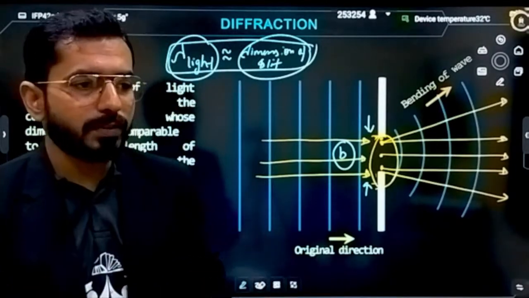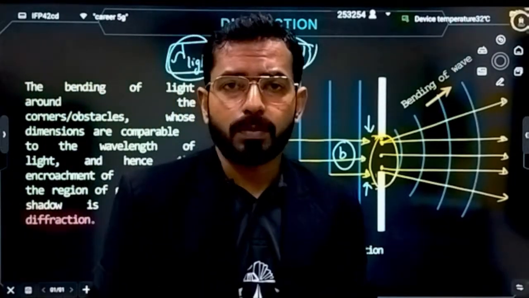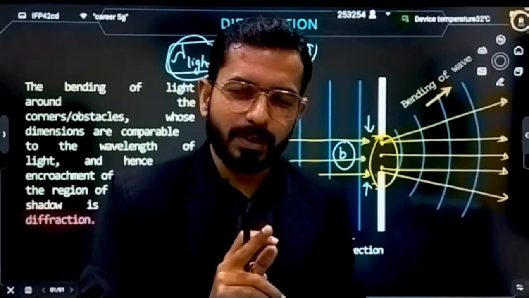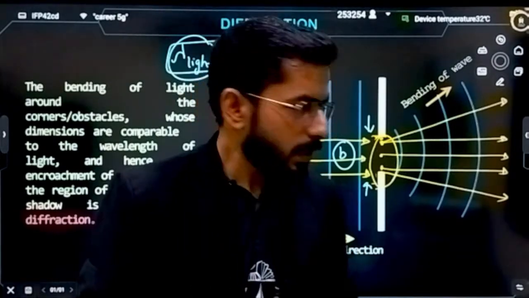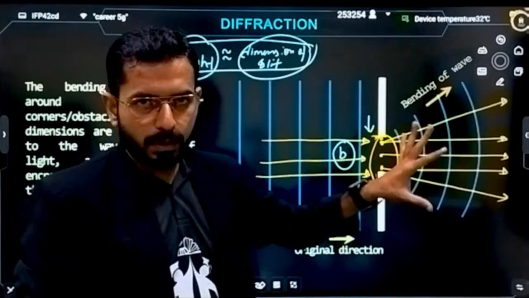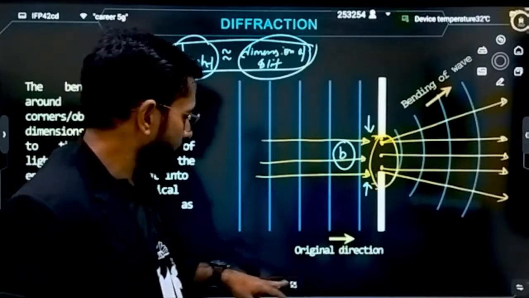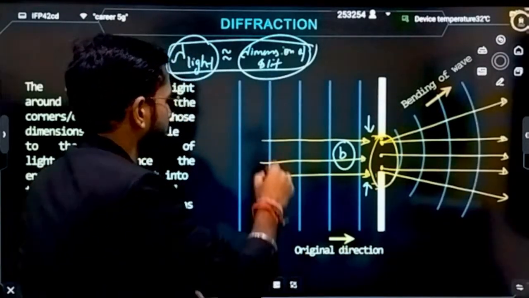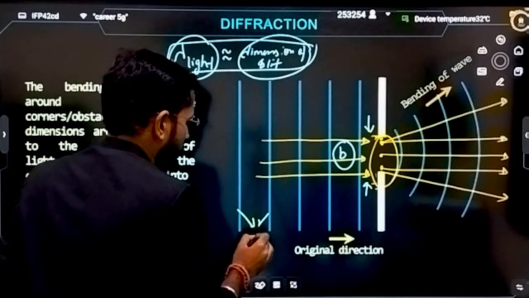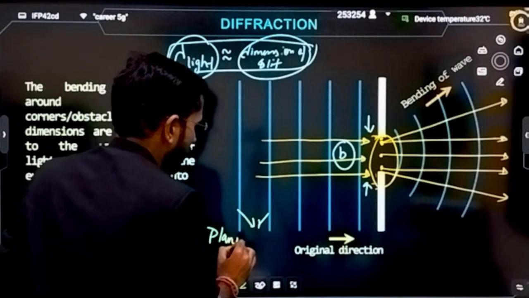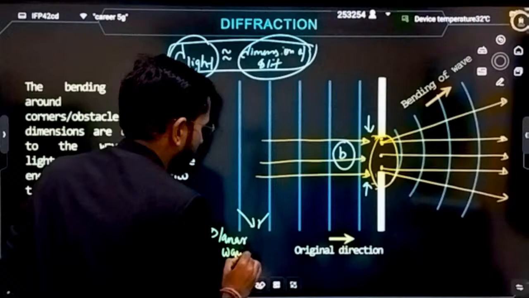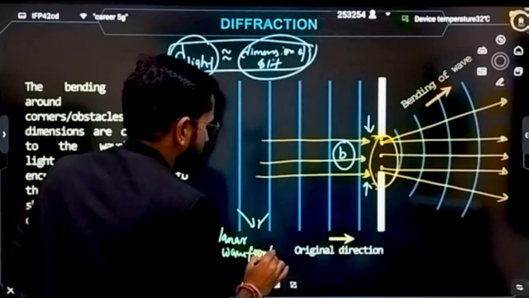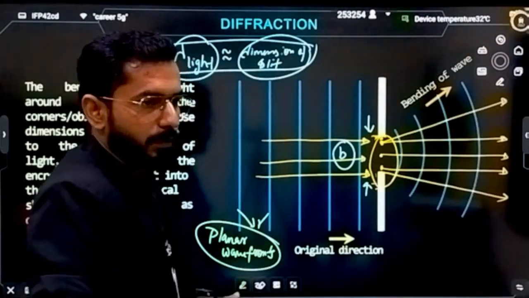First thing. Now how was it defined? It was also defined by the concept of wavefront. That's why I've told you that wavefront is very important. Let's suppose light is coming from some infinite distance. If lights are coming from infinite distance, what kind of wavefront will it have? Parallel lines. That means planar wavefronts. These are your planar wavefronts.